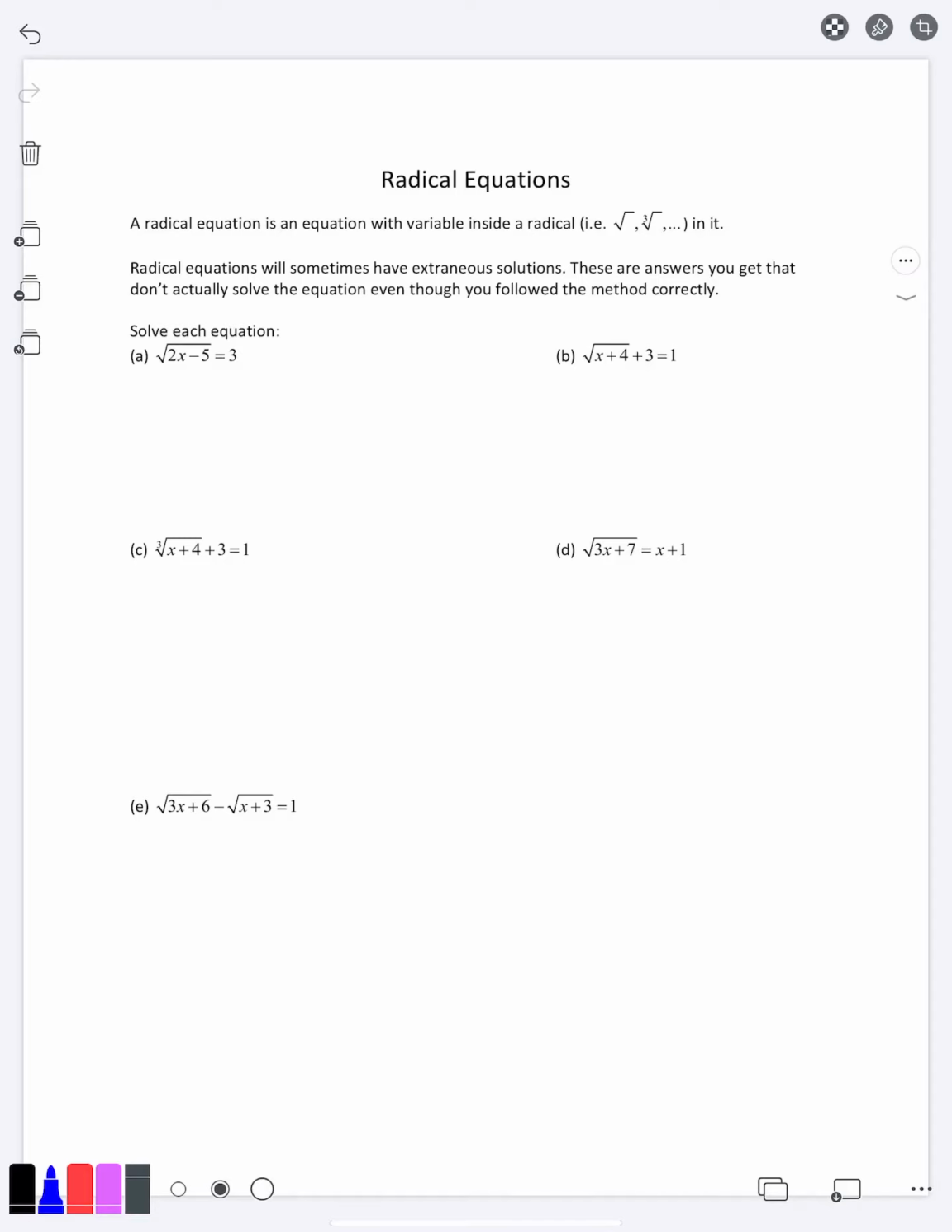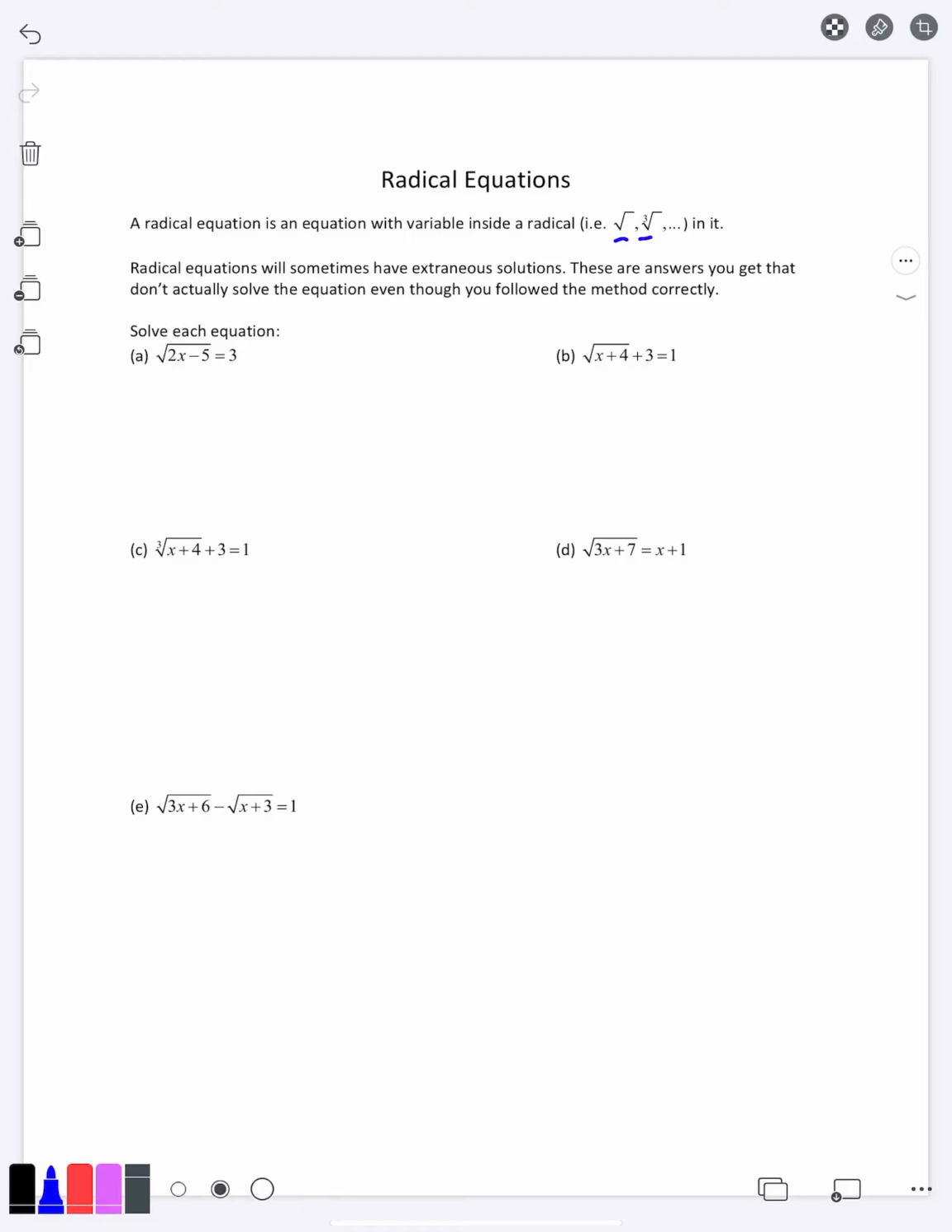In this video, we're going to learn how to solve radical equations. Now, a radical equation is any equation that has a radical, a square root, cube root, and so on in it. Most of the time, we're going to be dealing with square roots, but occasionally we'll have cube roots and something else involved that we have to deal with. So let's go ahead and look at the process for this.